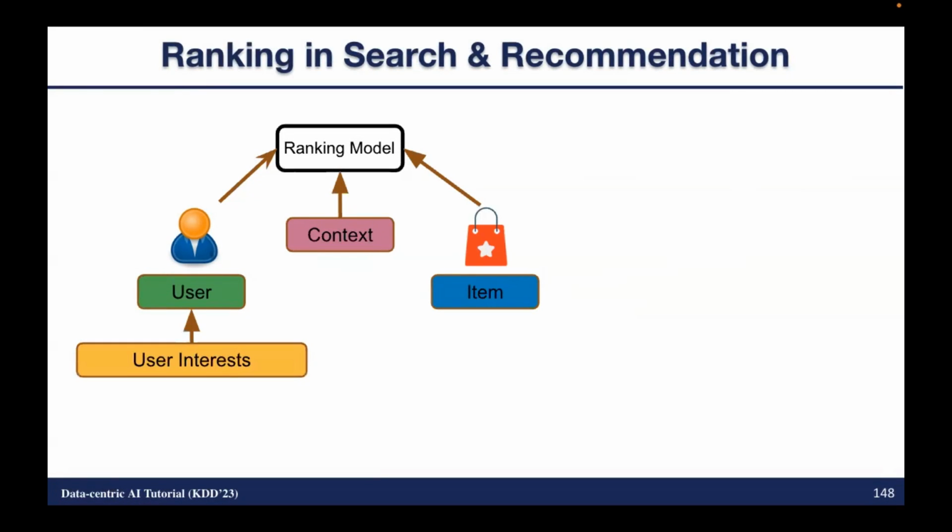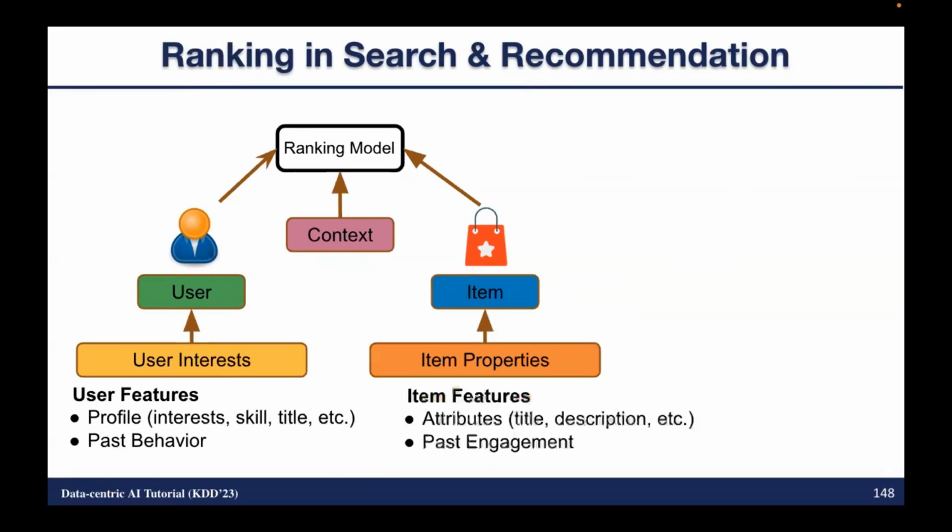Okay. And in order to do that, we want to capture user interests from their user features, mostly from profile or behavior. And the same thing for the item. We want to get the features from item attributes and past engagements. There is plenty of information for the context, like a query, which is context information, device information, time information, weekday, weekend. These are all counted as context.